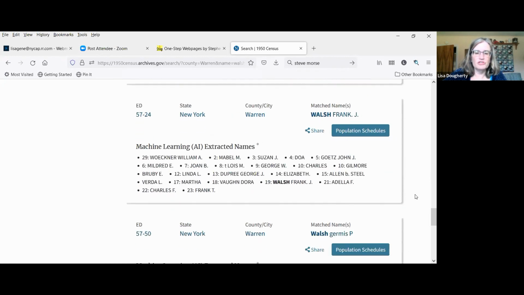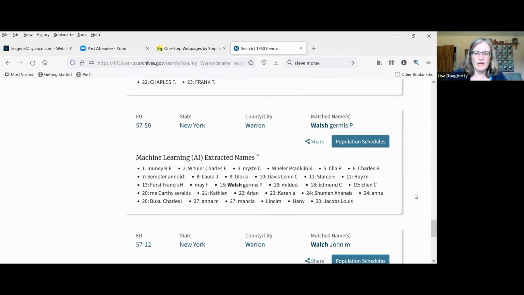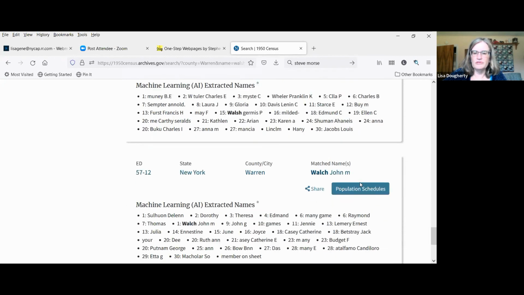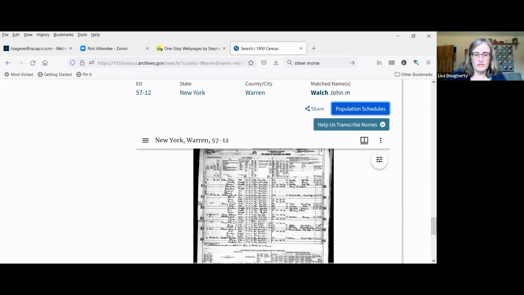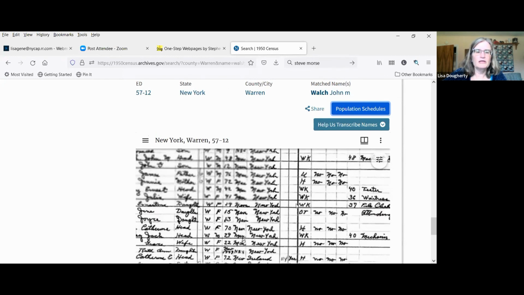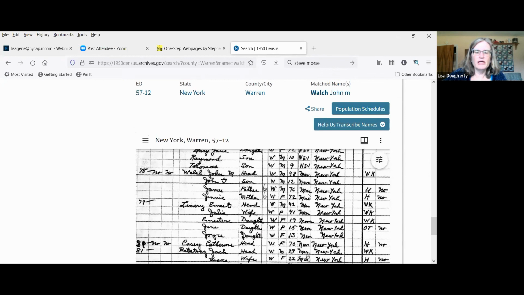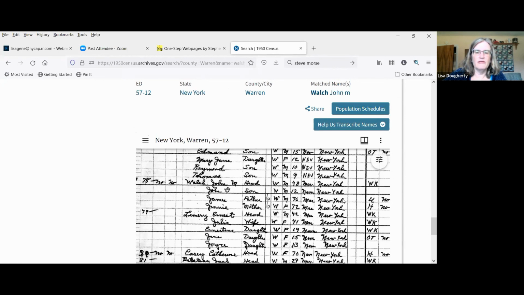It is helpful to know an ED. And we keep going. And here's a John M. This looks promising because that was my father's name. And here we are, Walsh John M. and John G., his son, and that's my father at the age of 12. So you can see what happens.